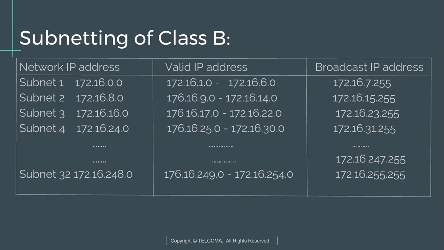The first subnet has network IP 172.16.0.0, its valid range starts from 0.1 and goes up to the broadcast IP address, that is 172.16.7.255. In the same way the next subnet starts from 8.0, its valid IP address range is from 8.1 up to 15.254, and the broadcast IP address ends with 15.255. In the same way the other subnets have their own network IPs, valid IPs and broadcast IPs.